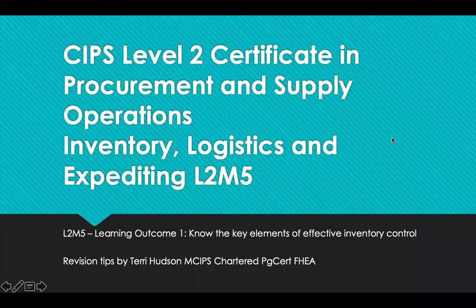Hello, and welcome to revision tips for CIPS Level 2 Certificate in Procurement, Supply Operations. This is Module 5, which looks at inventory, logistics and expediting. And we're covering Learning Outcome 1, which is to know the key elements of effective inventory control.